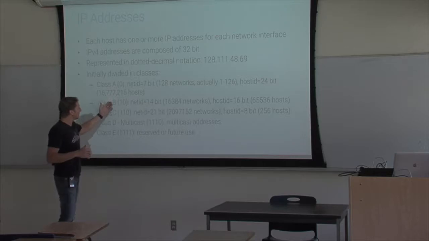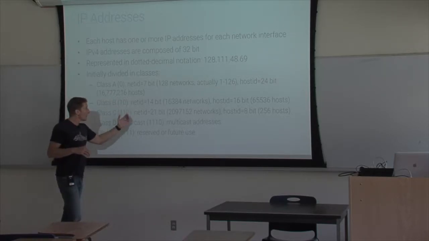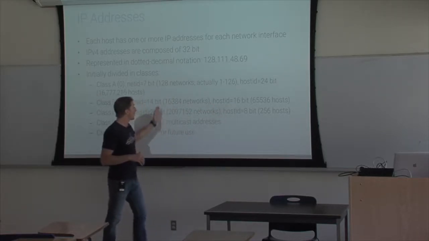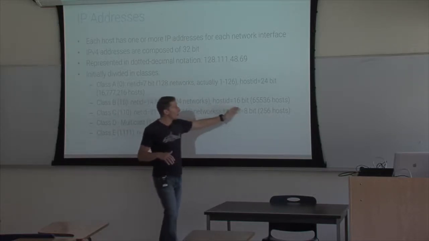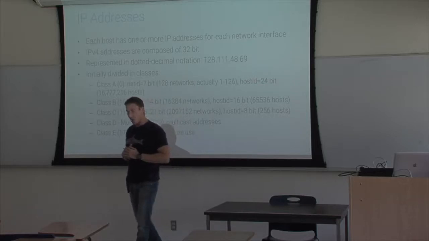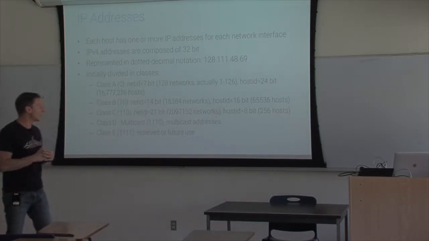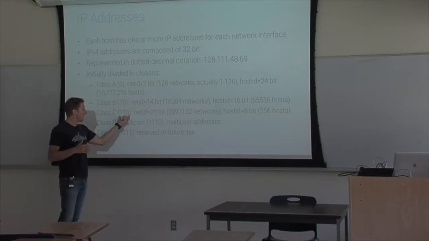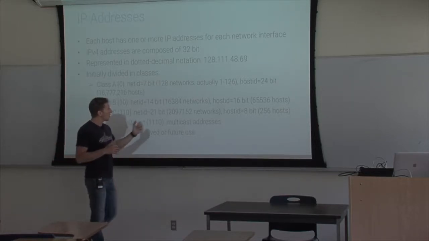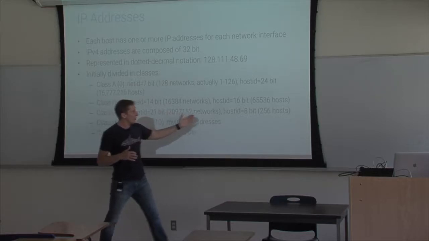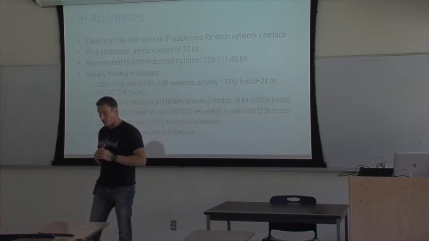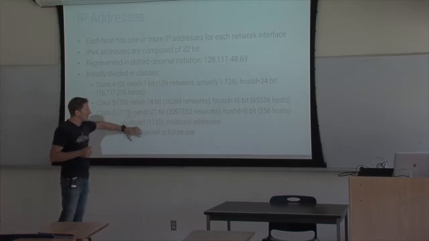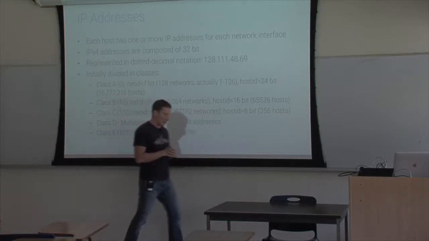Similarly, you have a class B that is identified by a prefix of 10. They would have a net ID of 14 bits and a host ID of 16 bits. So you can get more networks, 16,000 networks, each of which has 65,535 hosts. Or you can have the more common class C, which is identified by a prefix of 110, which would have around 2 million networks, each of which has a host ID of 8 bits for a maximum of 256 hosts. And then you have other prefixes that define multicast and other special addresses.